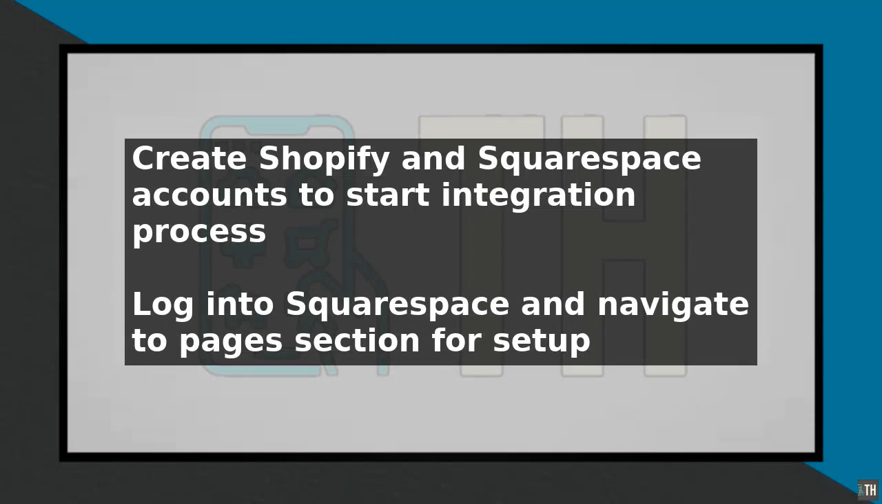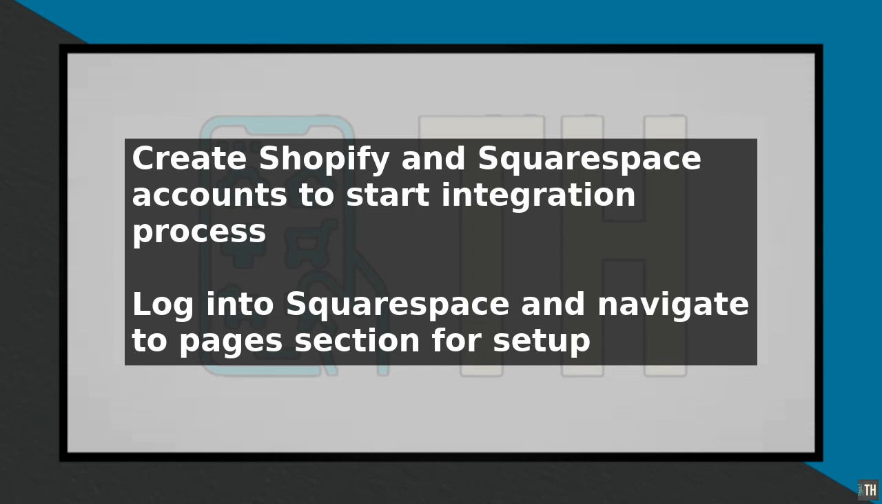To integrate Shopify with Squarespace, you will need to create a Shopify account and a Squarespace account. Start by logging into your Squarespace account and navigating to the Pages section. Click on the Add Page button and select the Commerce option. Then click on the Connect to Shopify button.